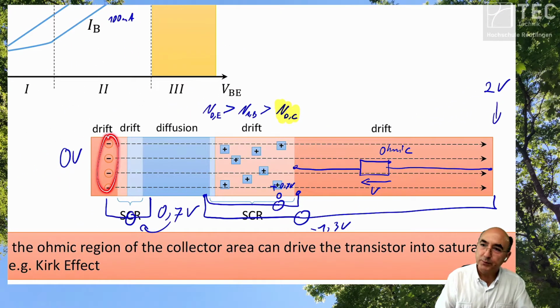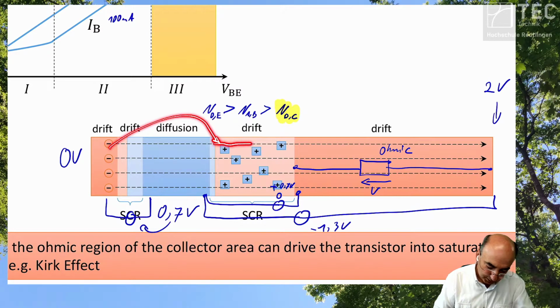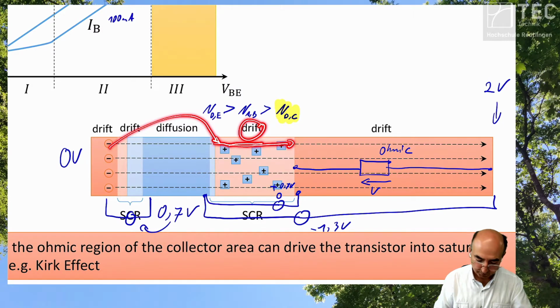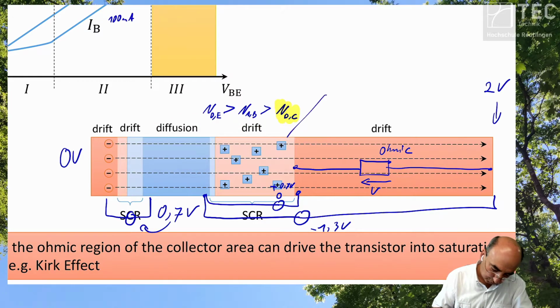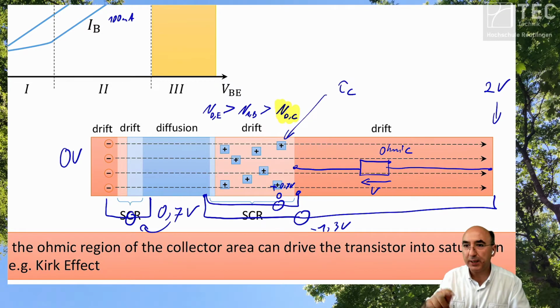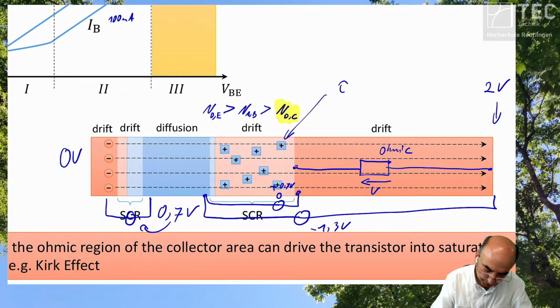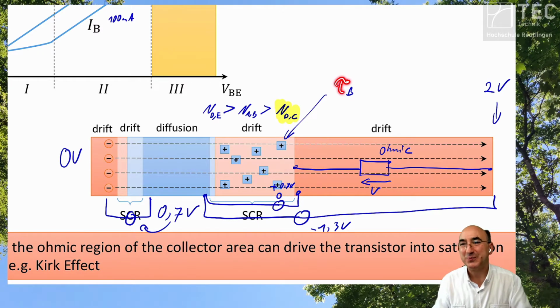All the electrons which are injected and drift through the neutral base, they are there. How long? Tau c. It's the time, or it's tau b, tau c. I haven't remembered the index. I think it's tau b. It's tau, a time constant. Okay.